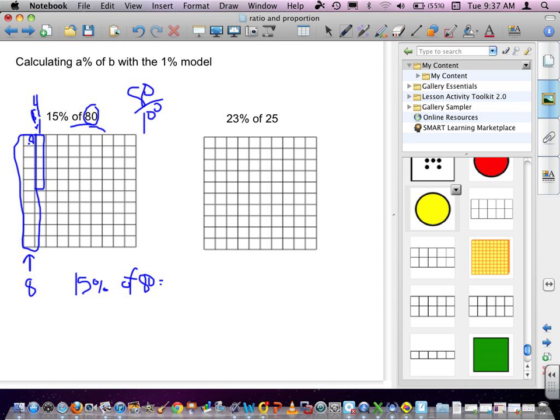So we can just take the percent. Does it always come back to look like the same percent? Yeah, because that's what we're finding. We're finding 15% of 100, or 15% of 80.